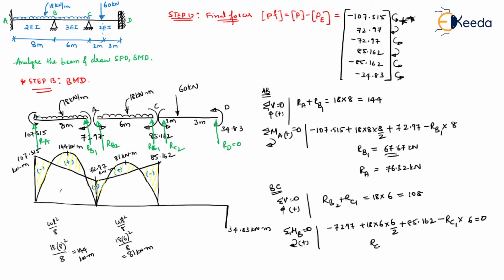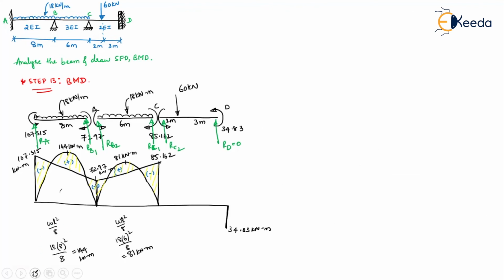So your RC1 will be equal to 56.032 kilonewton. Substitute this back here, you will get your RB2. How much is this? 51.568 kilonewton. Right, now for the last span CD.